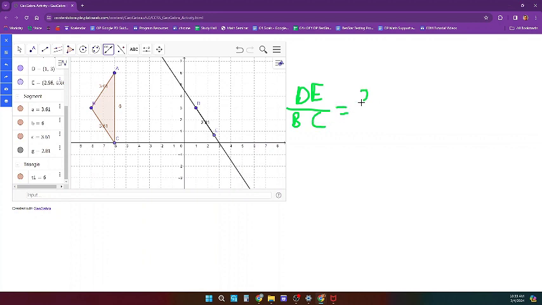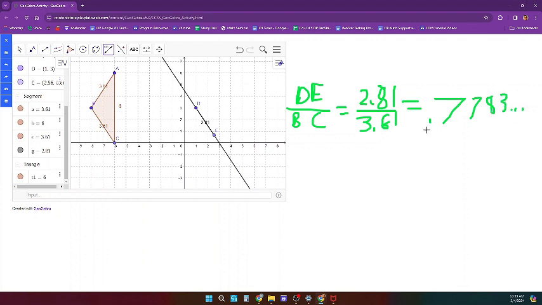So that's going to be 2.81 divided by 3.61. Let's plug that into the calculator. We have 2.81 divided by 3.61, and that's going to give us roughly 0.7783. And then it goes on for some time.